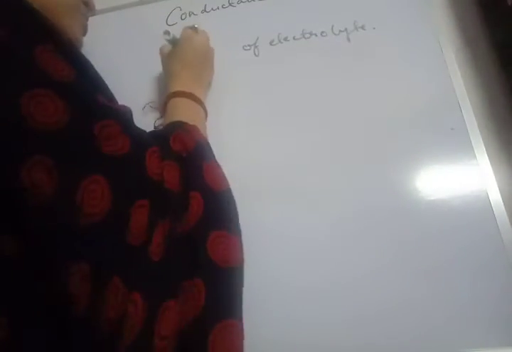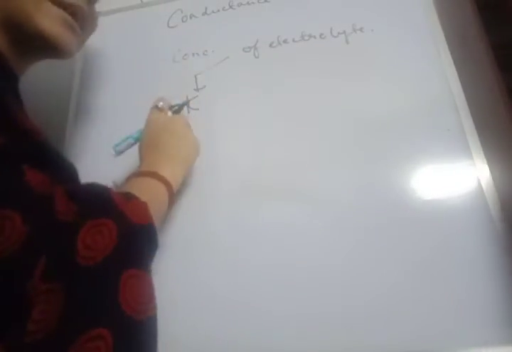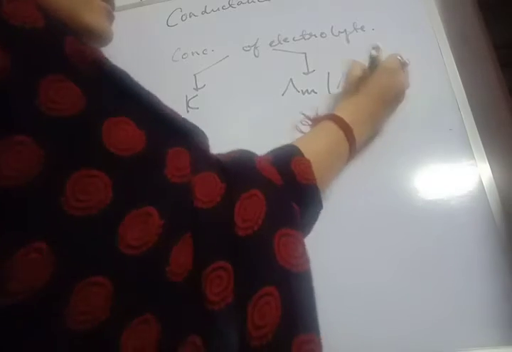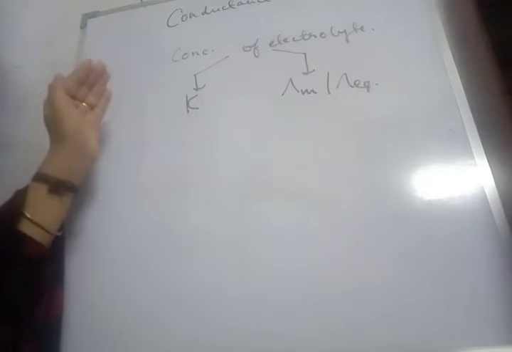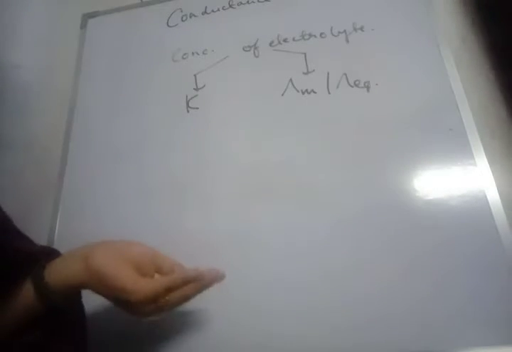Concentration of electrolyte. Now, under this, we have two types of variation. Kappa, that is conductivity, will show a different variation, and molar conductance or equivalent conductance will show a different variation.